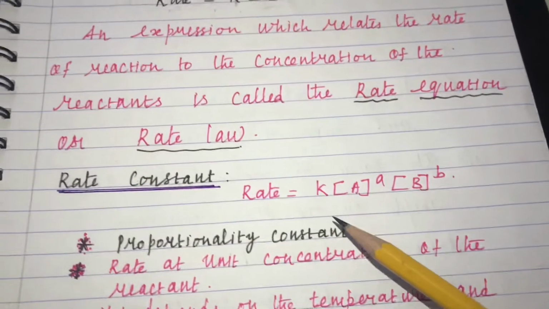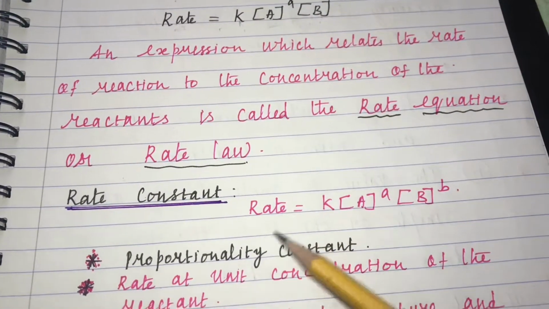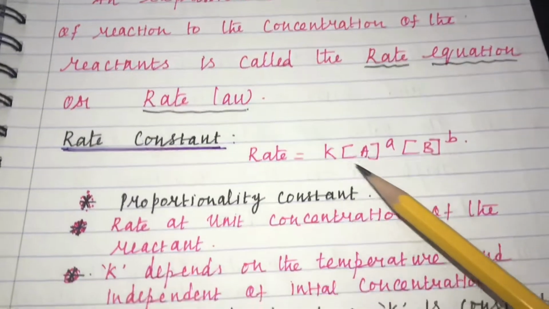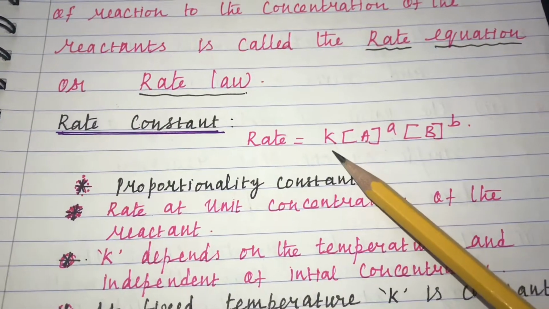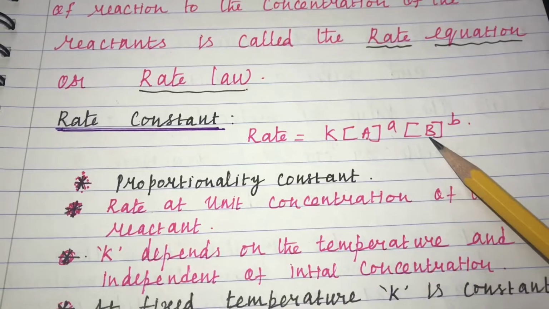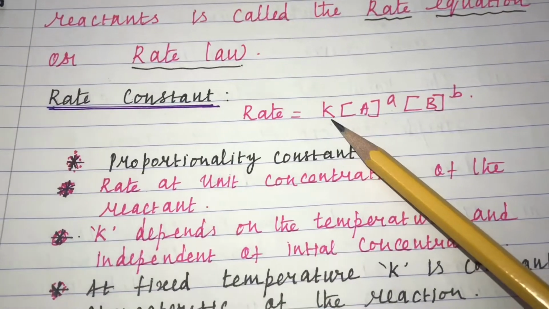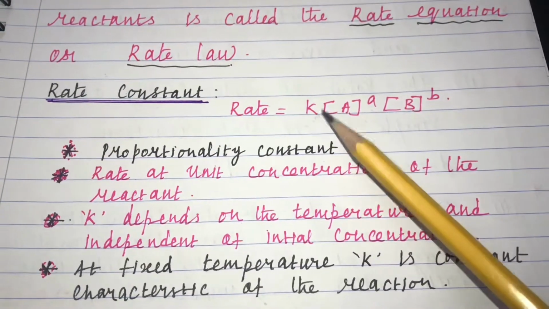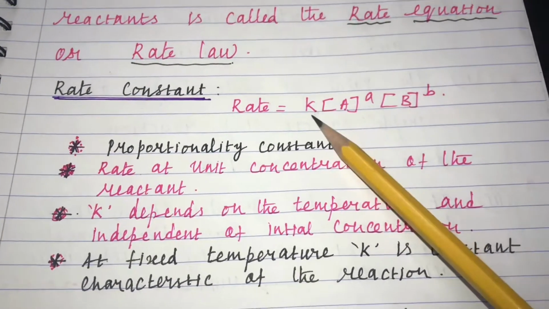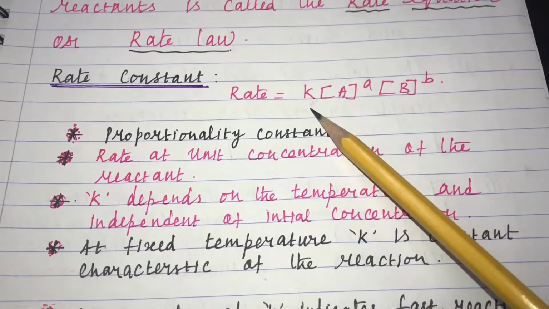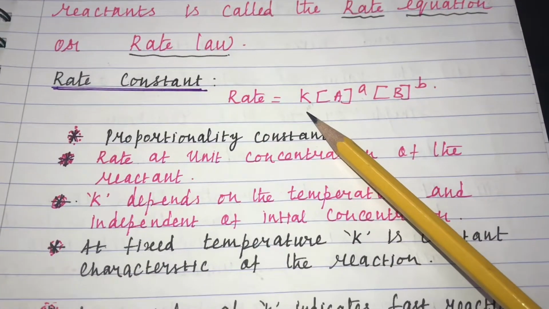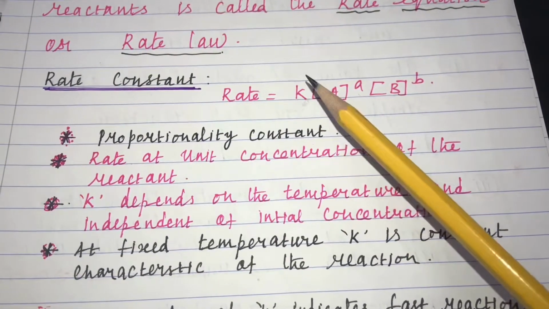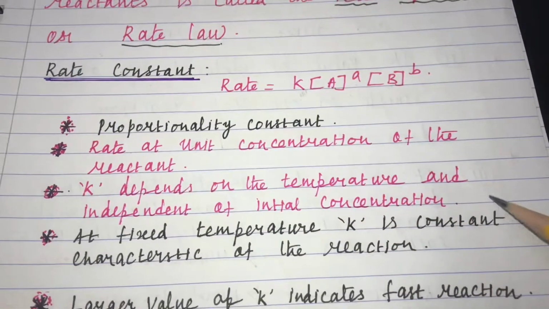Now consider the rate expression, or rate law, of a reaction. The proportionality constant present in the rate law or rate expression is called the rate constant. It is an experimental quantity, and can be found only by experiments. The k depends upon the temperature and it is independent of initial concentration.